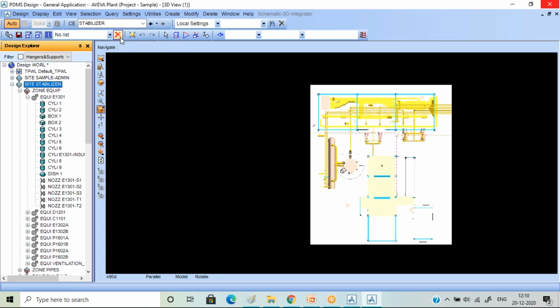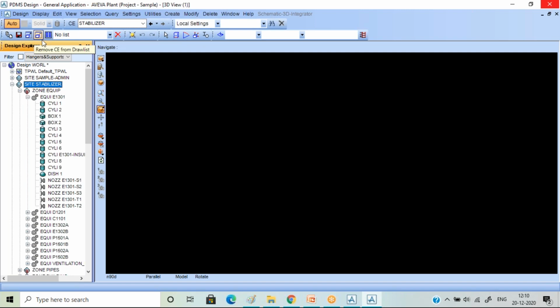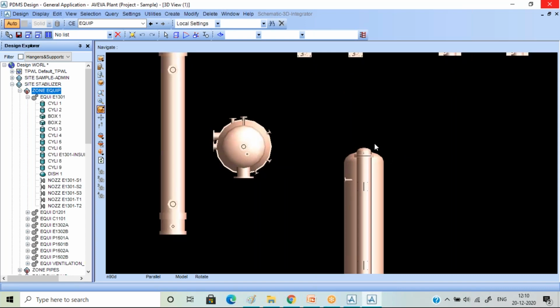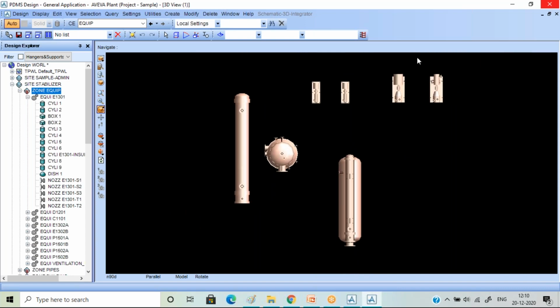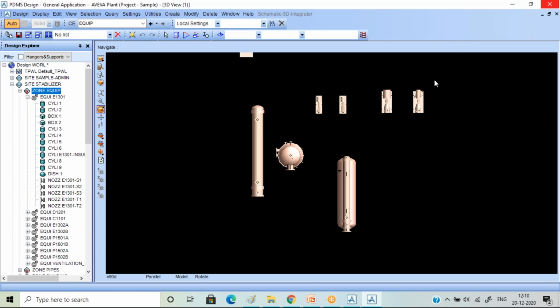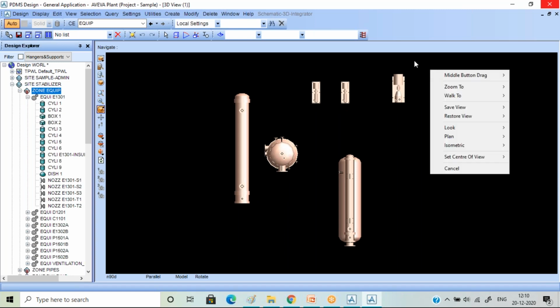Like, for example, I'm removing this. This particular zone has this many equipments, and the equipments have been arranged. You can see the pumps, these are your pumps. You can see one pump over here, this one is your centrifugal pump. So both the pumps are centrifugal pumps. The one you see over there, just give me a sec.